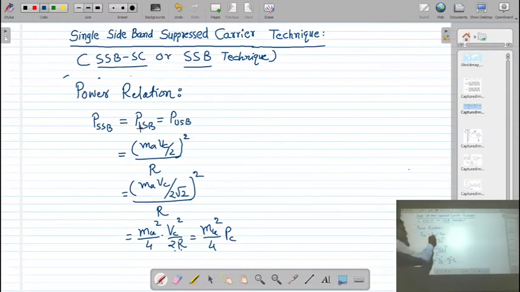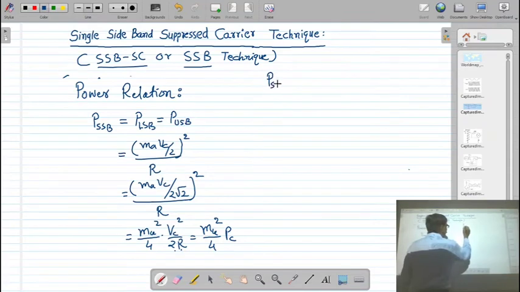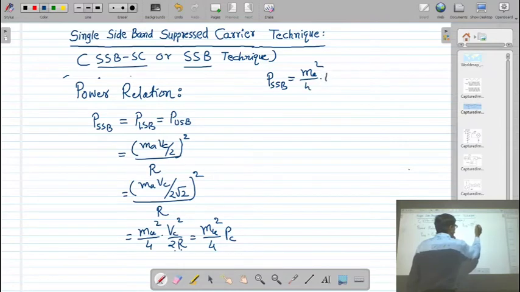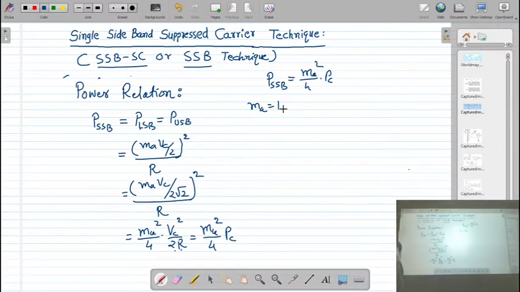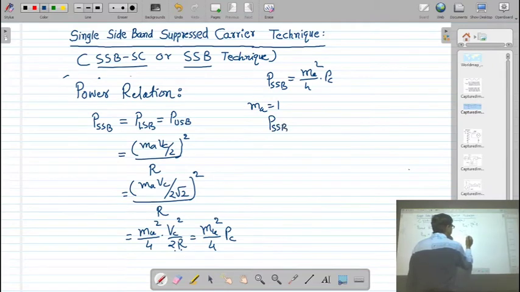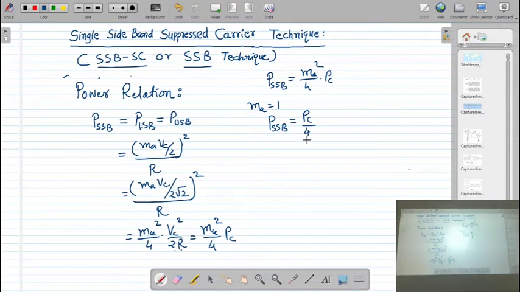Either you calculate for the lower sideband or for the upper sideband, the PSSB is Ma squared by 4 into Pc. So if we have Ma equal to 1, then my PSSB will be Pc divided by 4. This indicates that only one-fourth of the carrier power is required to transmit an SSB wave. Remember, that is important.